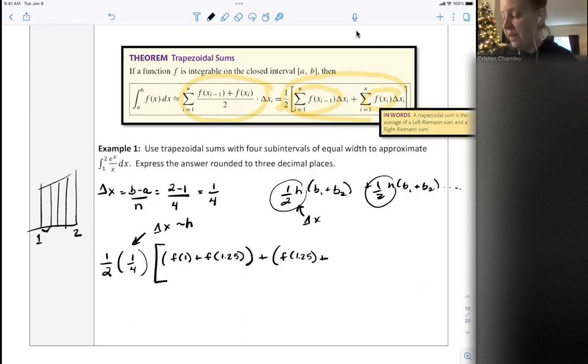F of 1.25 on the left and f of 1.5 on the right. That's the second trapezoid. The third one would be f of 1.5 plus f of 1.75. I'm going to group this together as well. Plus the last one is f of 1.75 and f of 2. I know that's a lot of writing.